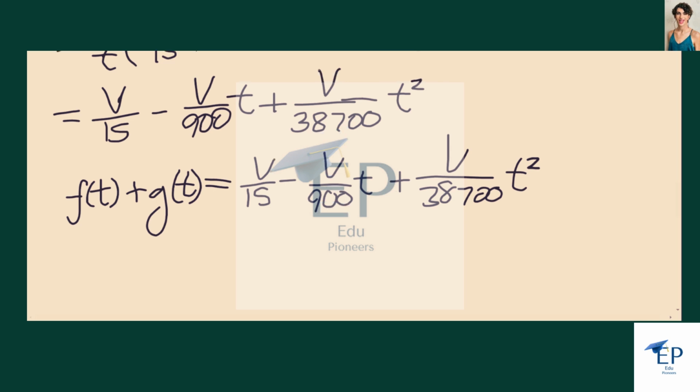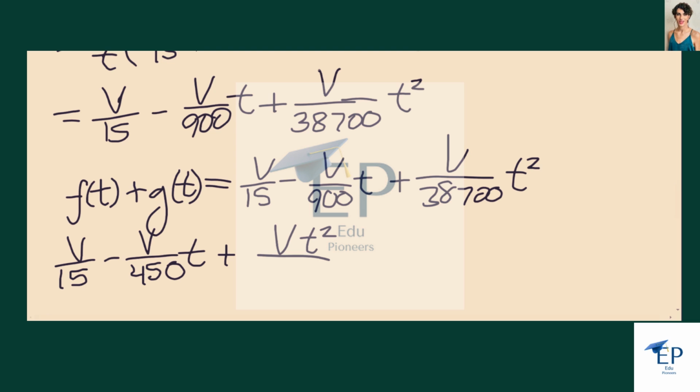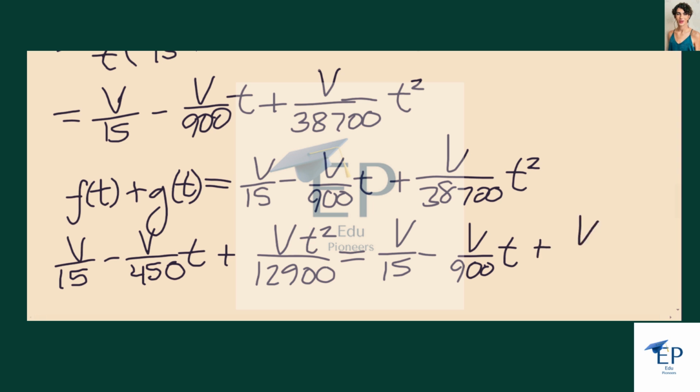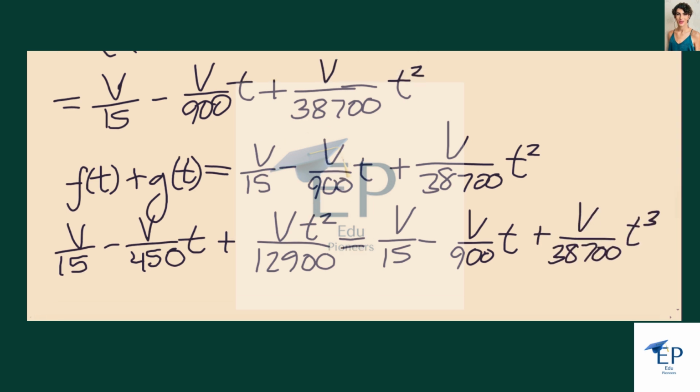And now we can plug in the expressions for f and g again. So we get v over 15 minus v over 450 t plus v t squared over 12,900 equals v over 15 minus v over 900 t plus v over 38,700 t cubed. Sorry, that's t squared.